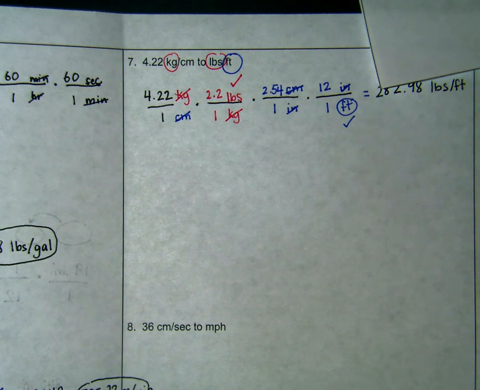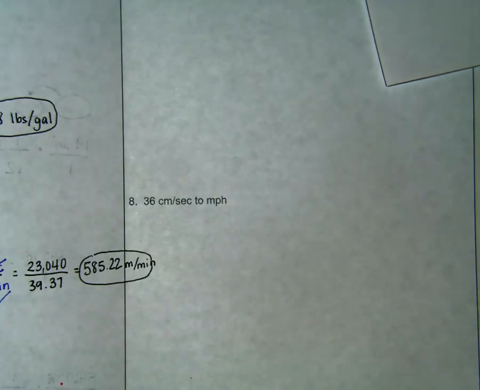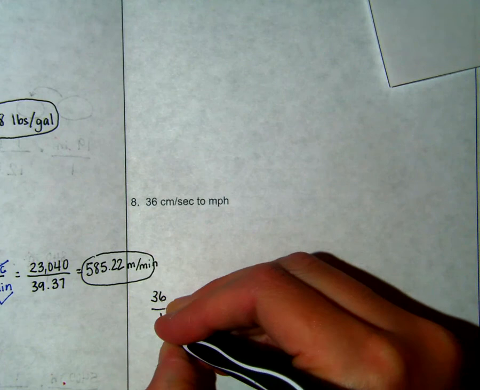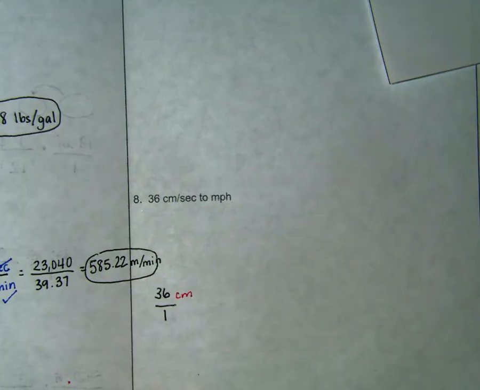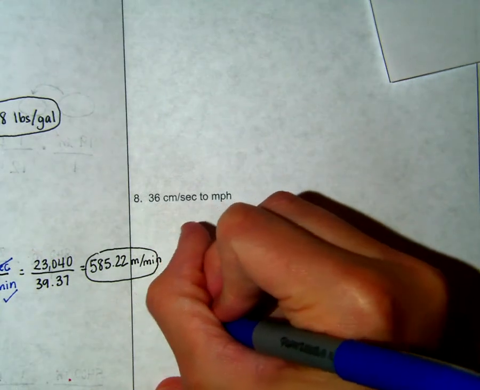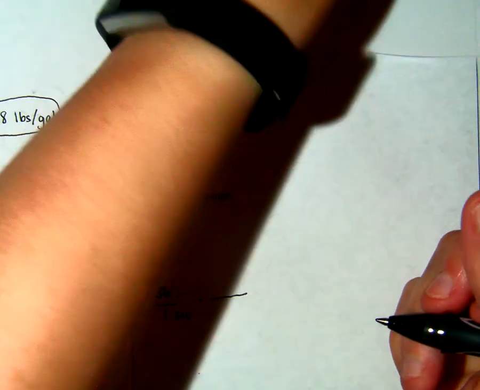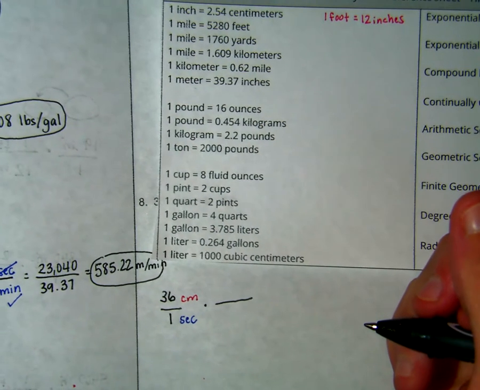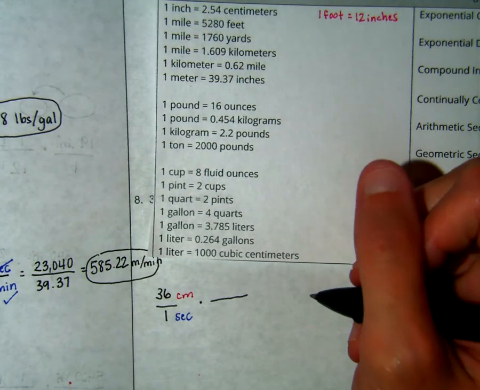Alright, last one for today, number 8. Centimeters, this MPH is miles per hour. That's the only time you can use just plain M. I'm going to put this one down here. 36 over 1 centimeters per second. Centimeters to miles, maybe, but I kind of doubt it. We'll see. Nope, I cannot go from centimeters to miles.